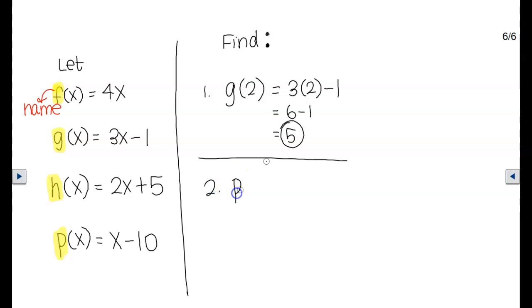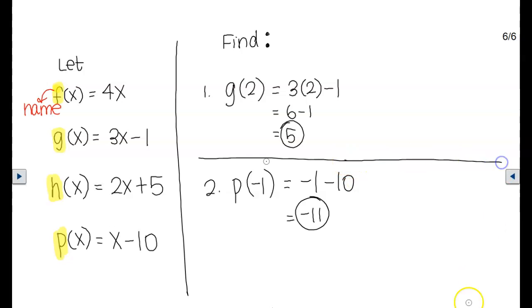All right, now let's say I wanted p of negative 1. That means use the function named p, which is this one, and input negative 1 for the x. So I'm going to put negative 1 right there where x is. So I'm going to do negative 1 minus 10. And if I do negative 1 minus 10, I get negative 11 as my answer. So notice, if I use different letters, then it makes knowing which function to use a little easier.